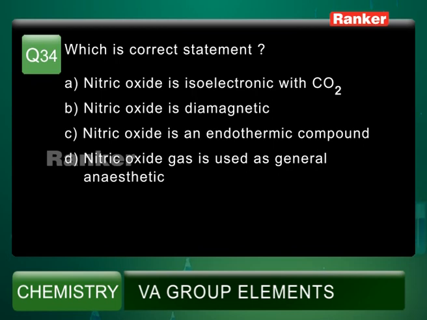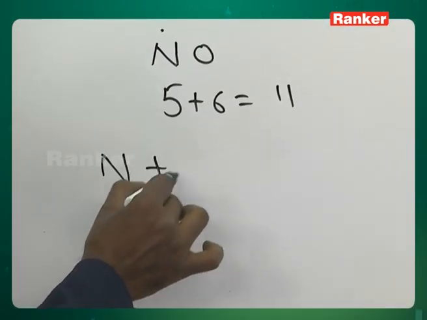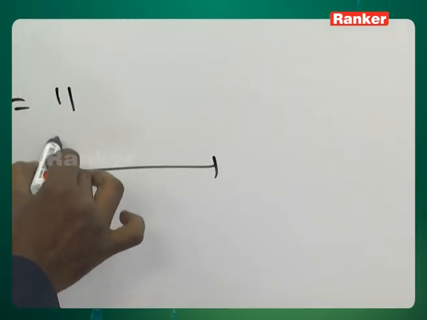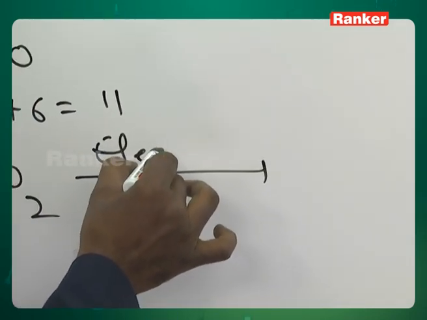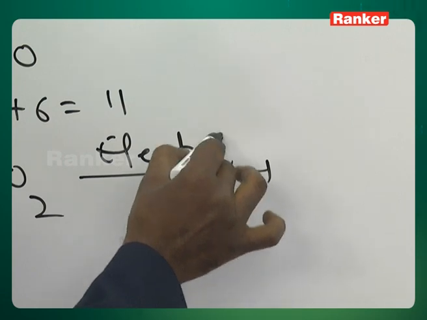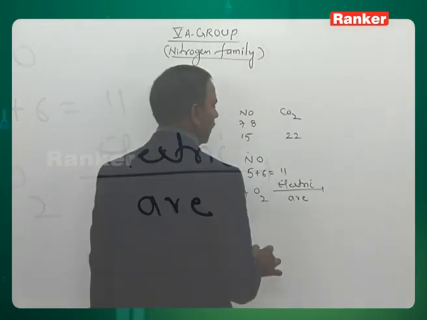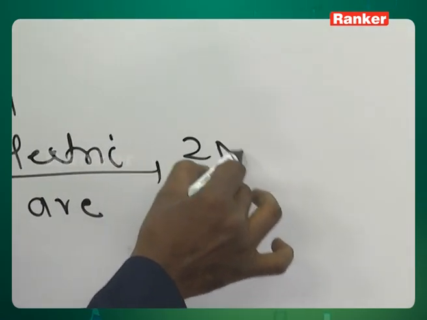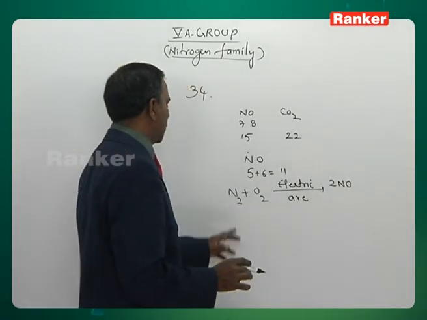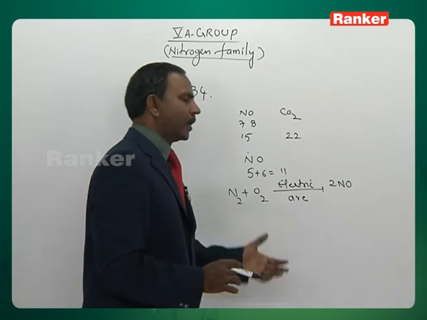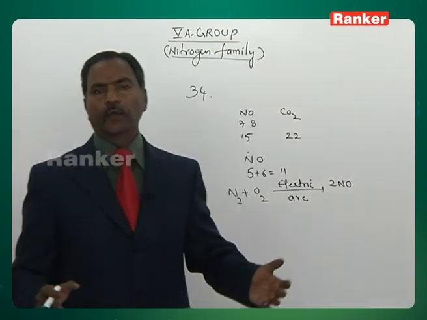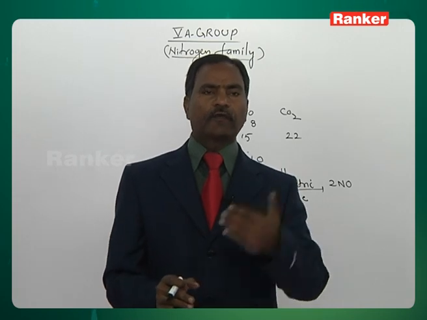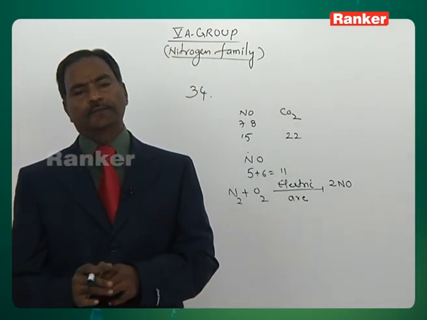Endothermic compound. Yes. How is nitric oxide generally generated? N2 plus O2, with electric arc or lightning in the sky, electric arc. Then you are getting this NO. N2 plus O2 are supplied energy only. This N2 and O2 combine together, giving rise to NO. Therefore, it is perfectly an endothermic product.